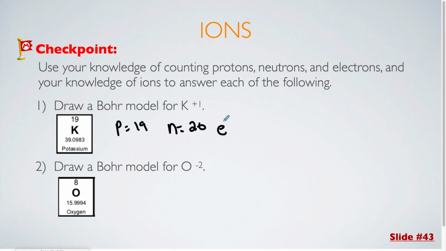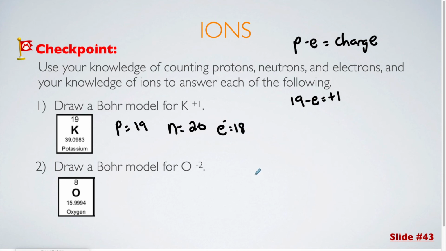The electrons. When we were talking about regular elements, this would have been 19. But this time it's an ion. And we know that protons minus electrons is equal to charge. So if I have 19 protons, and I don't know how many electrons there are, but I know it has to be a +1 in the end, that means that I must have 18 electrons.